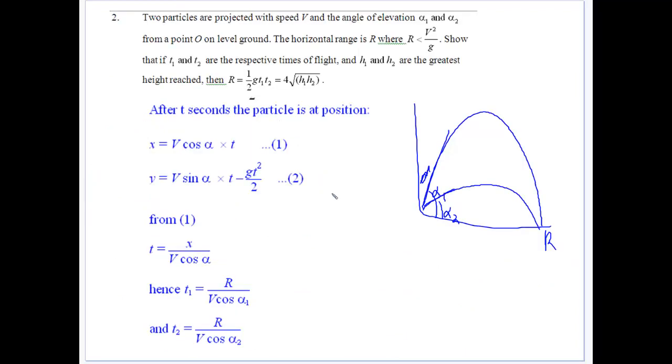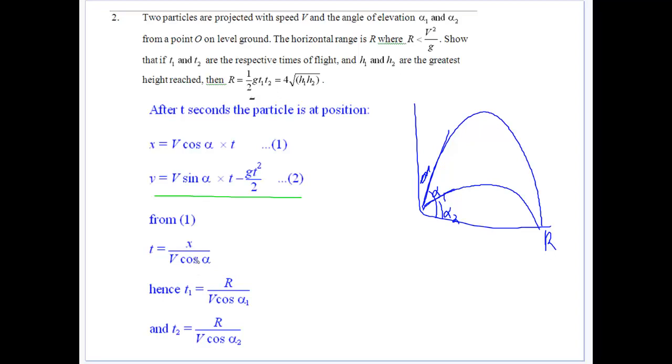This time, speed v, and then those two angles of elevation, and the horizontal range again is r, which is less than v squared on g, that we just saw, and t1 and t2 are the respective times. h1 and h2 are the greatest heights reached. Then we can get that situation. So after t seconds, we know we have these two statements. We can say that t is equal to x on v cos alpha.